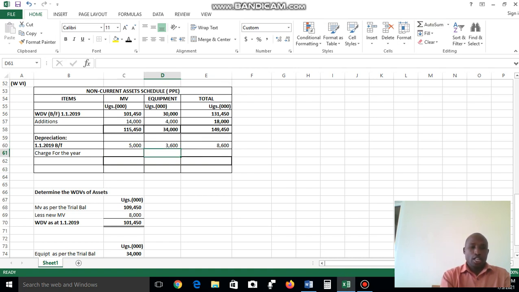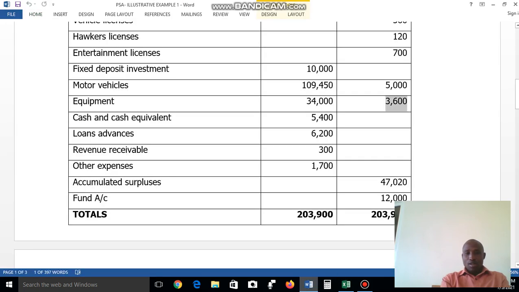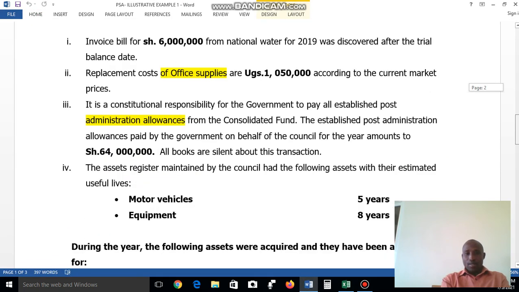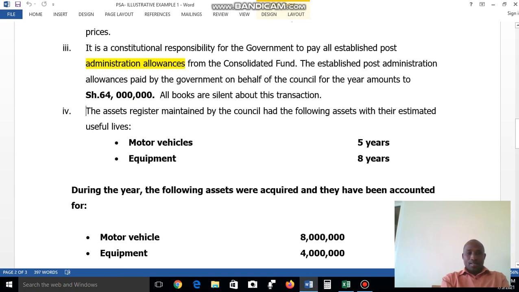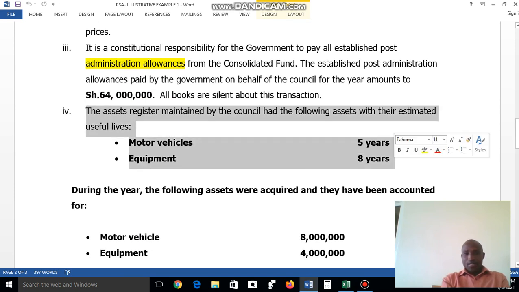Then, the charge for the year. We want to see the depreciation charges for the year 2019. On determining the depreciation charge, we must go back to the additional information of ours. Here, this statement is very, very important. It will also be recognized.